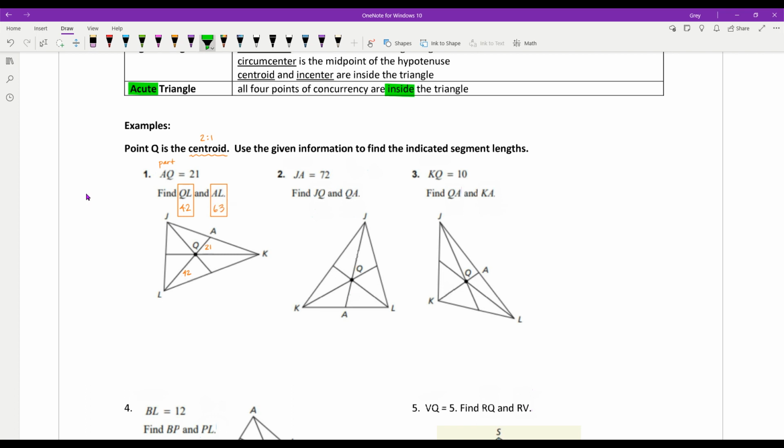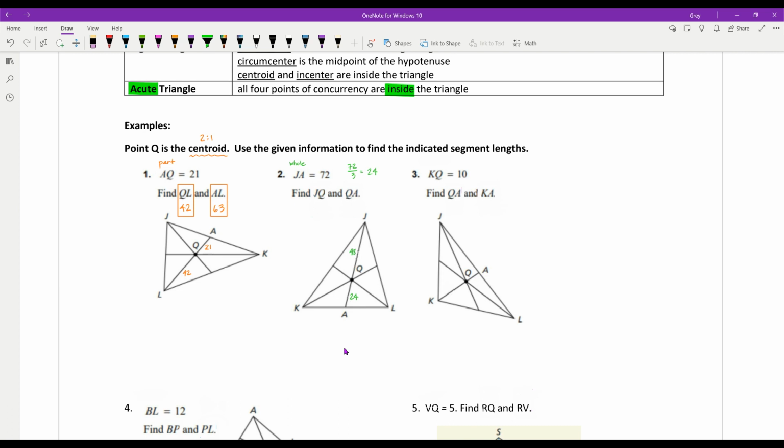Okay? Number 2. Look at this picture. JA is 72. Every time we know that Q is a centroid, so I know that JA is a median. And this time that median is the whole thing. And if they give me the whole thing, then I'm going to take 72 and divide it by 3. And when I divide it by 3, I get 24. That means that the small piece has to be 24 and the longer piece is twice that, which is 48.